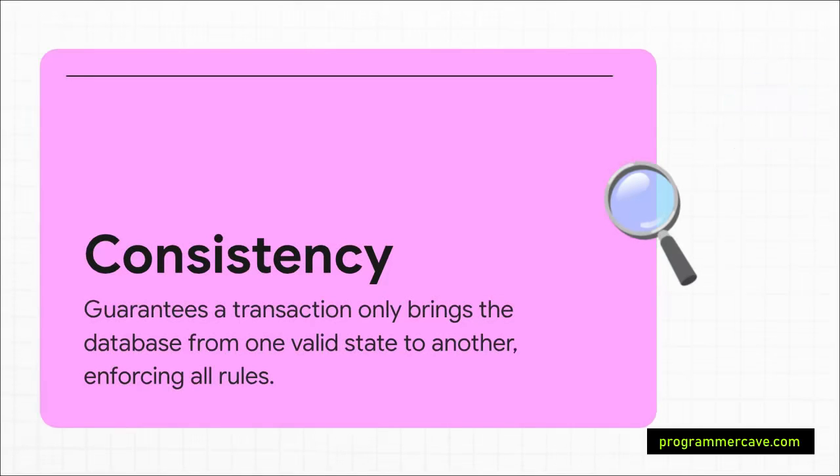Next up is C for consistency. This one's the rule keeper. Its job is to make sure that any transaction only ever moves the database from one valid state to another. You define the rules in your schema, and consistency's job is to make sure those rules are never, ever broken.